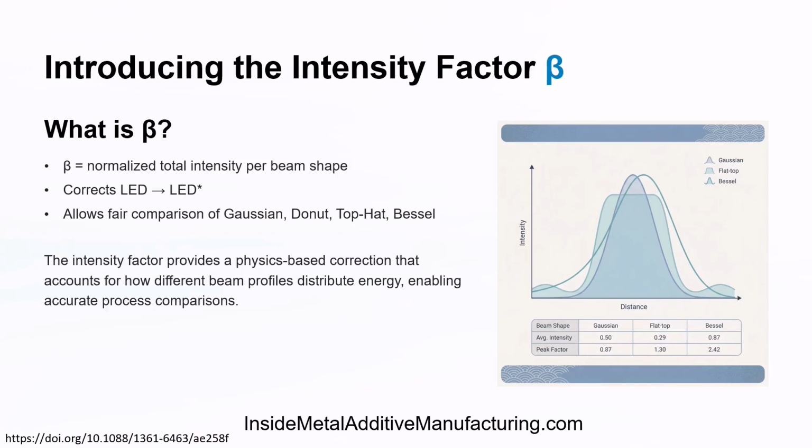This correction ensures that different beam shapes deliver equivalent total energy to the material, allowing their effects to be compared fairly. By normalizing energy input in this way, it becomes possible to isolate the true role of spatial energy distribution without conflating it with differences in total intensity. From an industrial perspective, LED star provides a more physically meaningful framework for benchmarking processes, transferring parameters between machines, and evaluating productivity claims associated with alternative optical configurations.